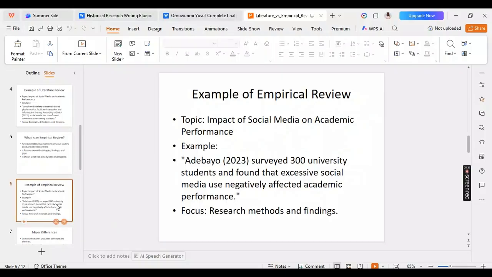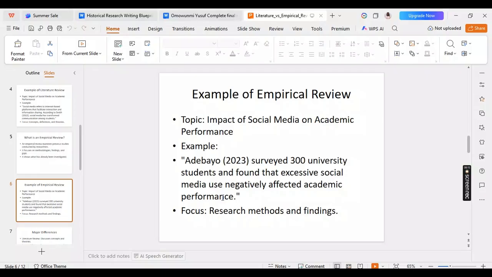So those are the differences between empirical review and literature review. Yes, so let's continue. Examples of empirical review. We have, okay, impact of social media on academic performance. If you want to do an empirical review for this, you see this: Adebayo 2023 surveyed 300 university students and found that excessive social media use negatively affected academic performance.